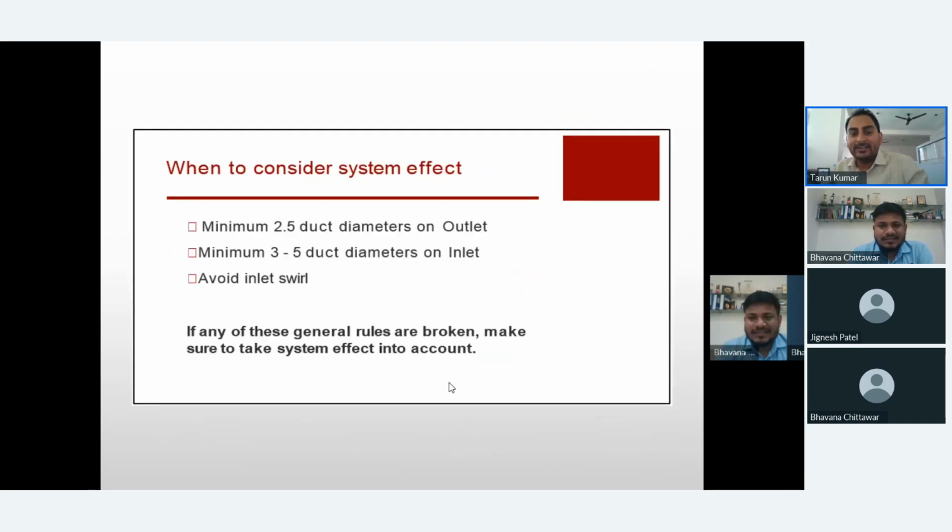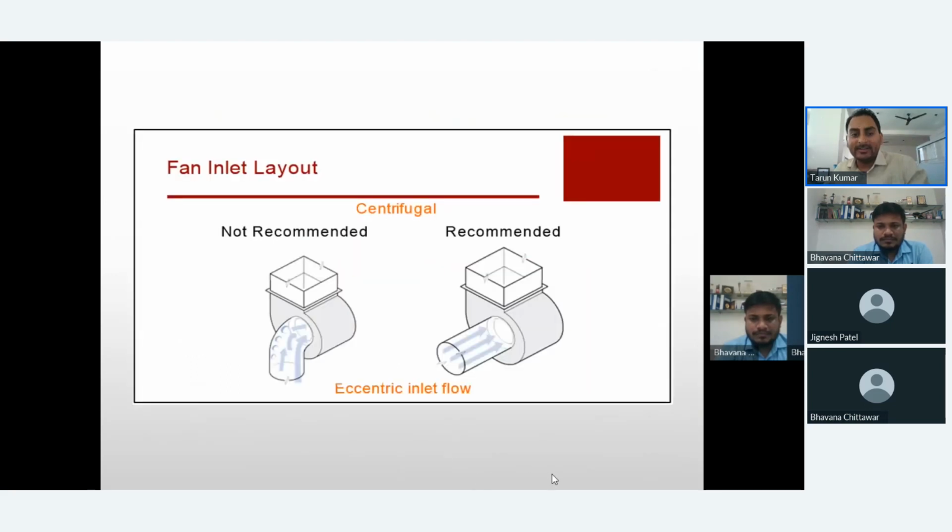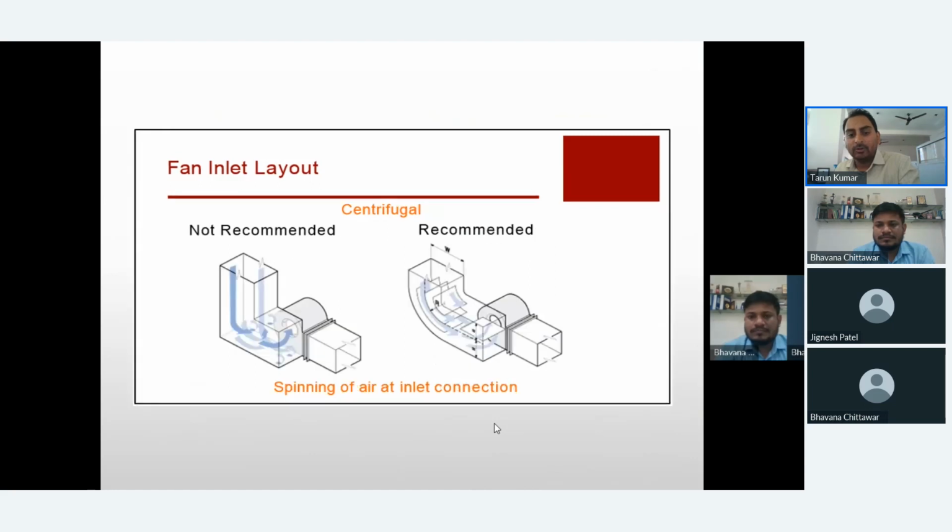As per AMCA, to avoid the system effect, a minimum of 2.5 duct diameters of straight duct should be there at the outlet, and a minimum of 3 to 5 times the fan size duct diameter should be there at the inlet to avoid any inlet or outlet swirl. You can see the recommended and not recommended photographs. Here they have used a bend immediately at the inlet, which we have to avoid because it turbulates the flow. We have to always use a straight duct there.